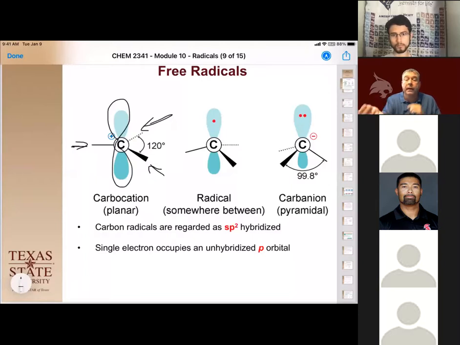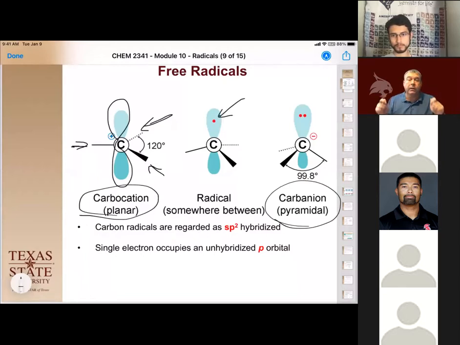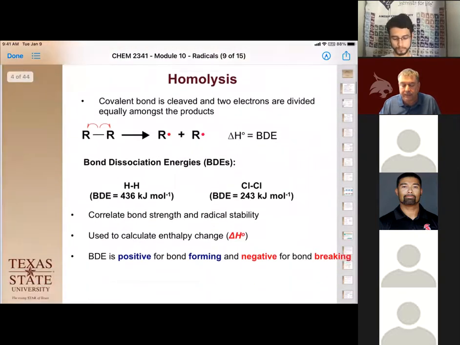And we have more electron-electron repulsion, which means our radical is kind of halfway in between our planar carbocation and our pyramidal carbanion. So that means there's a little bit of specificity, but the key here is that single electron in that p orbital is going to do all the work. So how do we get there?